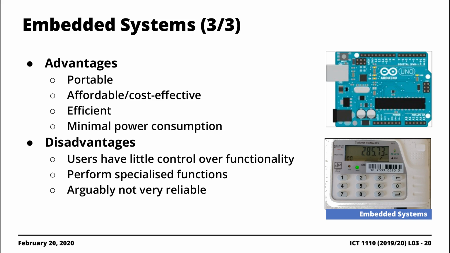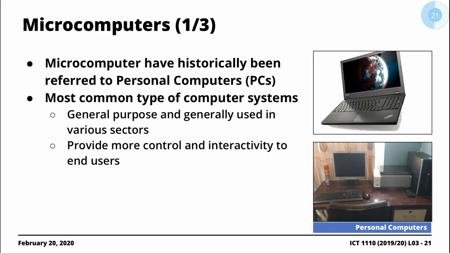So advantages and disadvantages. And then come so-called microcomputers, the likes of your mobile device, not the feature phone, but the smartphone, and something like this. Your feature phone would be a classic example of an embedded computer system. Why?